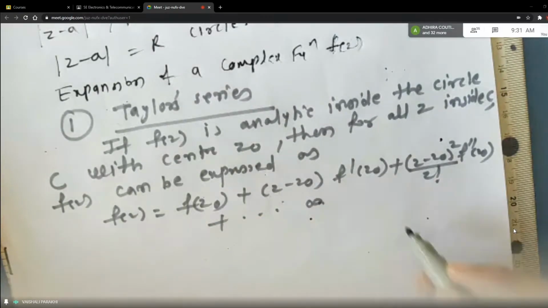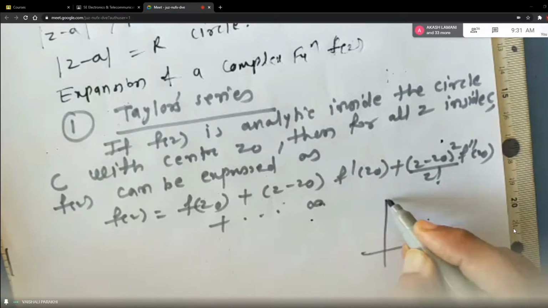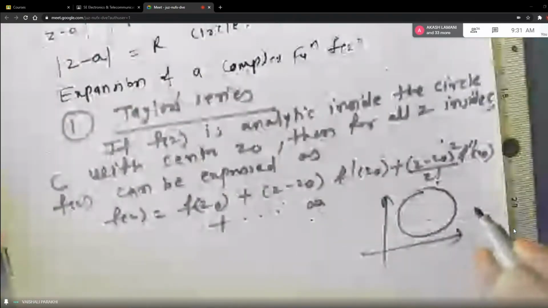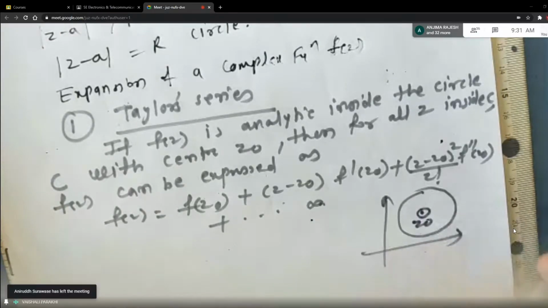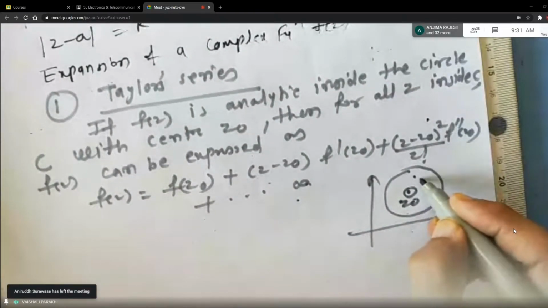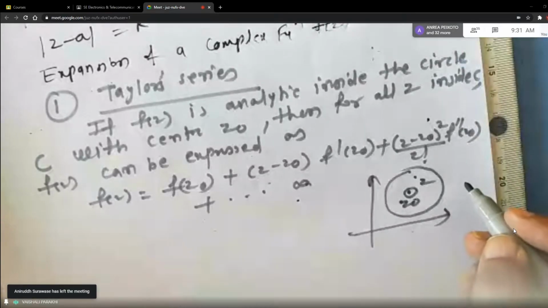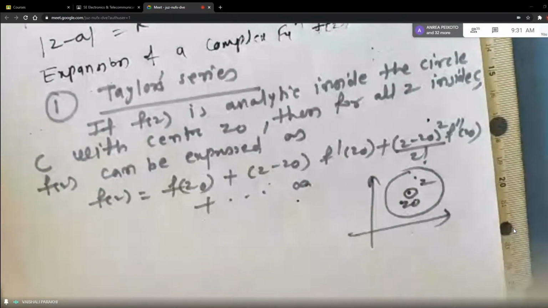If this is a circle, for example, and z naught is the center of the circle, z naught is some point. So these are the points z and so on. The series is convergent at all points inside this circle. In different ways you can write this series. If you put z naught equal to 0, then it becomes a Maclaurin series.